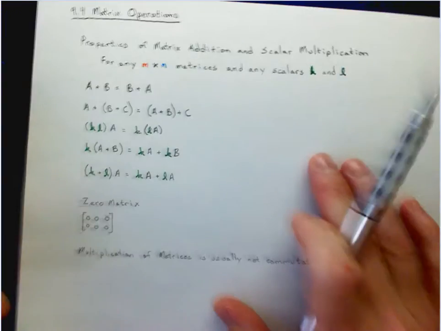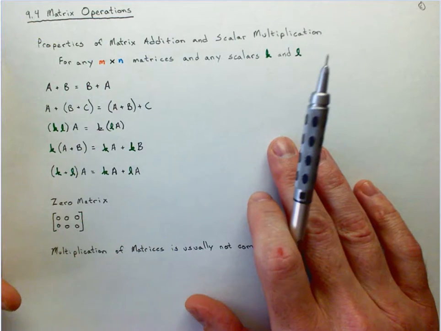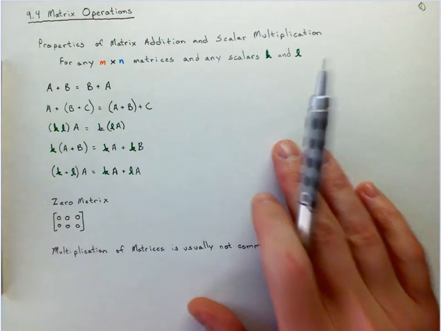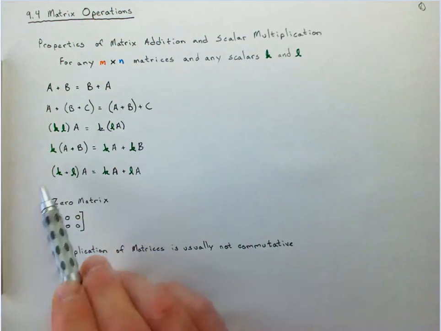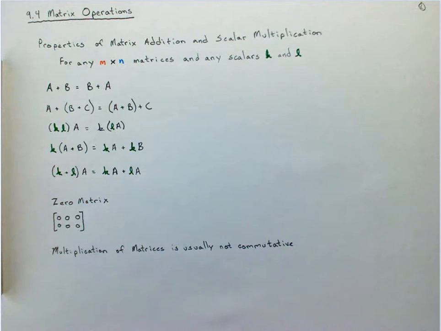The other thing that I would like to show you, this isn't something to really go over, but so that way you're aware, is the different properties of matrix addition and scalar multiplication. And it's dealing with the associative properties and the commutative property and distribution. Zero matrix, that's something to just be familiar with. It's whenever all of your elements are 0.